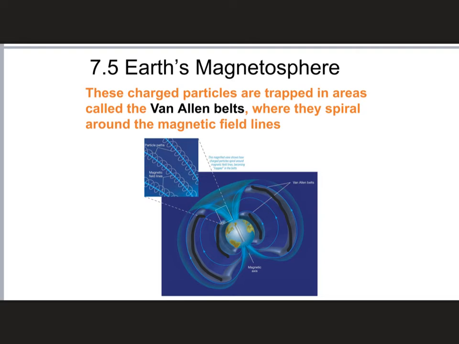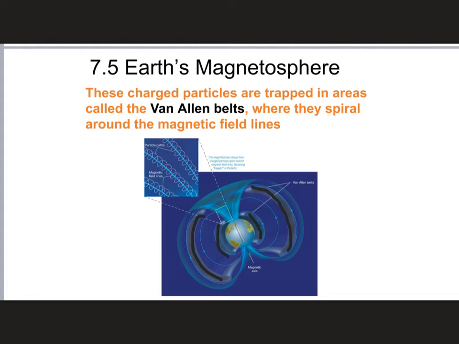Now, another thing that you can note here is that at the poles, the magnetic field lines are all coming together. They're all joining and getting closer together. And where magnetic field lines come together, that indicates a stronger magnetic field. So the magnetic field's strongest at the polar regions.